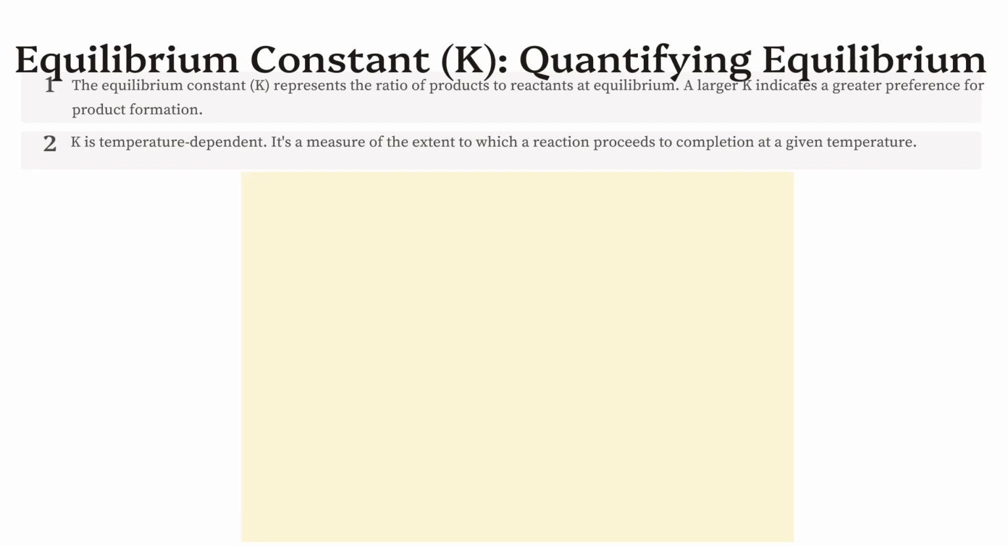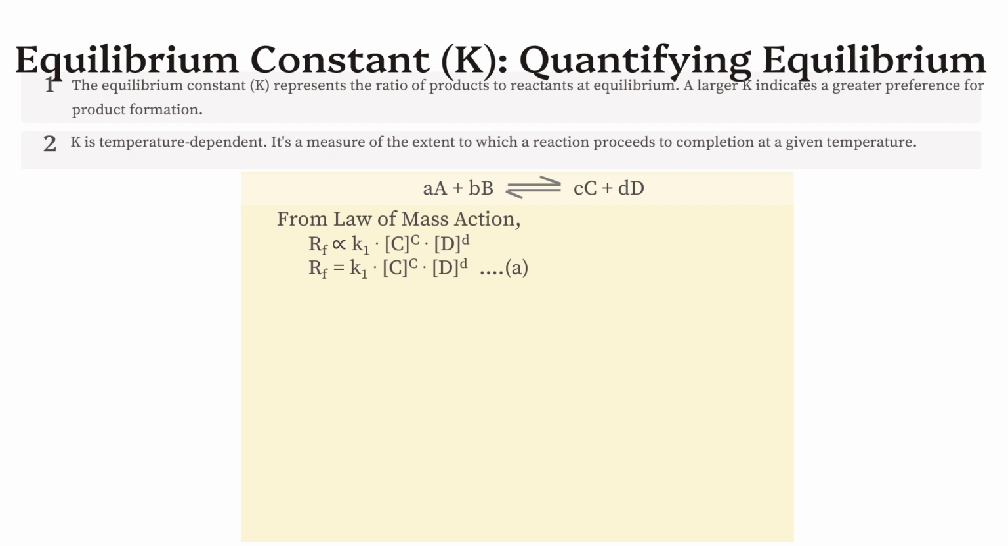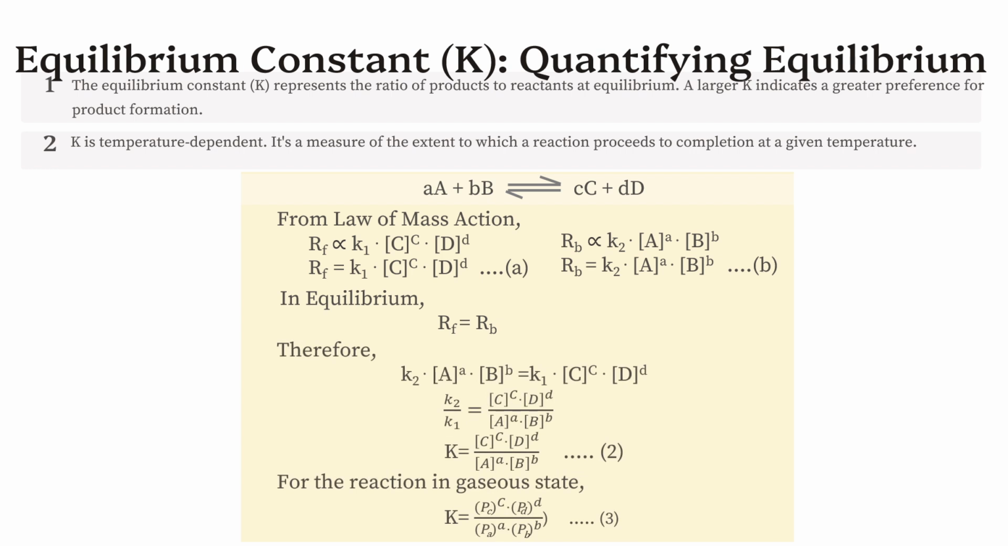Let's assume a reaction such as this. Now, if this reaction is in equilibrium, we can write down the rates of forward and backward reactions using the law of mass action. And we know that in equilibrium, the rates would be equal. So we can substitute the values and get a value for the equilibrium constant K. If the reaction was in gaseous state, then instead of using concentration, we are going to use partial pressure to determine the value of K.